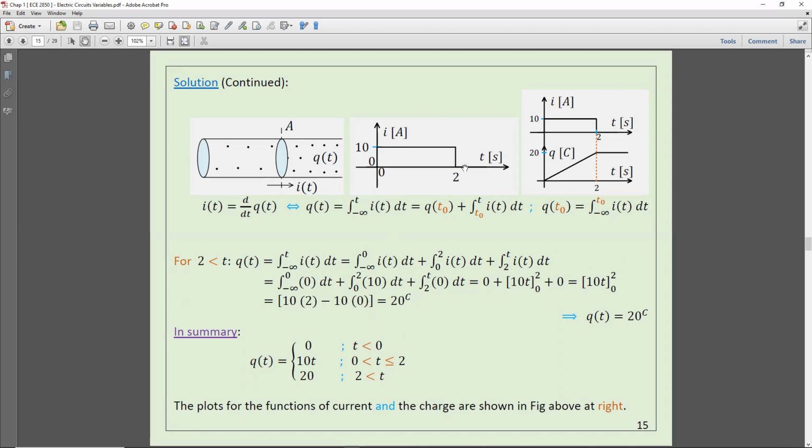Now let's look at the last part, which is from 2 until t. This part is 0, this part is 0. The result will be constant, 20. This is the final result. For t less than 0, Q is 0. For t between 0 and 2, Q is 10t. And after that, from 2 and more, it is going to be constant. Any questions?